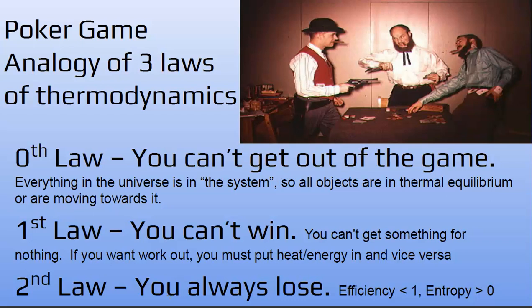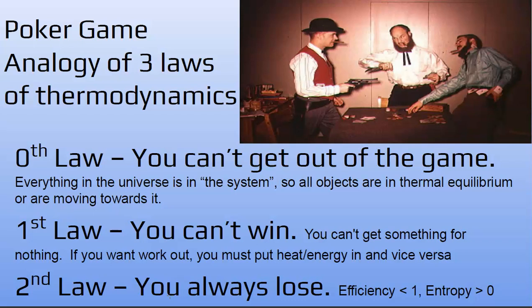According to him, the Zeroth law, which says that if A equals B and B equals C, then A equals C, means everything is in the system. Everything in the universe, the sun and the earth, are both in the system. They are not at the same temperature, and so heat is coming from the sun to the earth. It's moving towards thermal equilibrium, and one day will be at thermal equilibrium. We'll all be at the same temperature. Okay, we cannot get out of the game. We're stuck in the poker game.